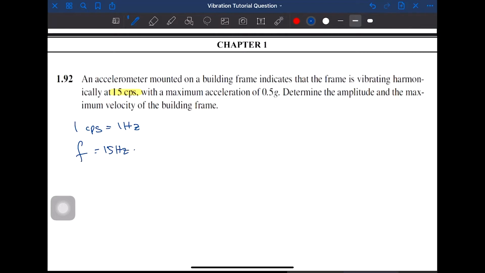All right. And then they also give you the maximum acceleration of 0.5 g. So x double dot is our acceleration, right? So x double dot equals 0.5 g. That's all. And the question asks you to determine the amplitude and the maximum velocity. The question wants you to find A, amplitude, and also maximum velocity.